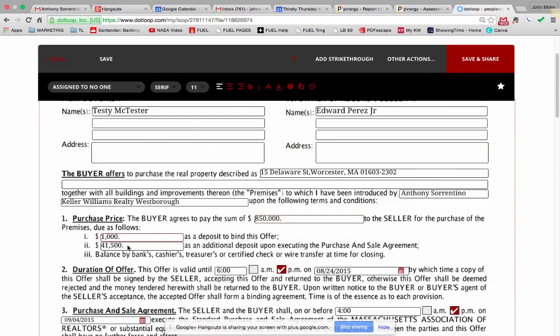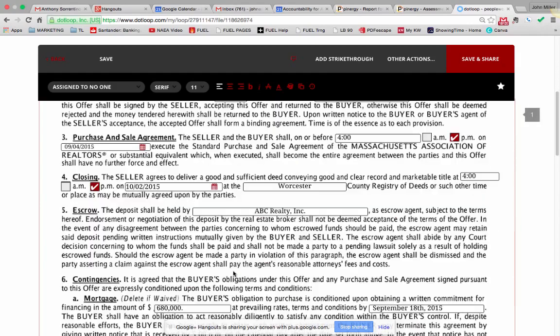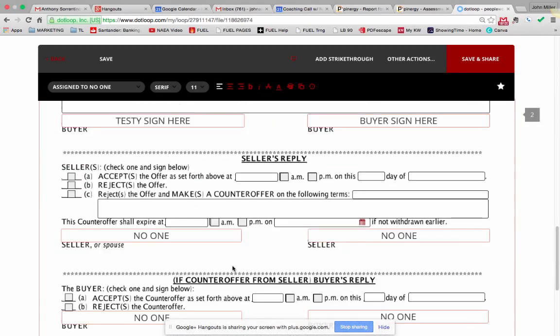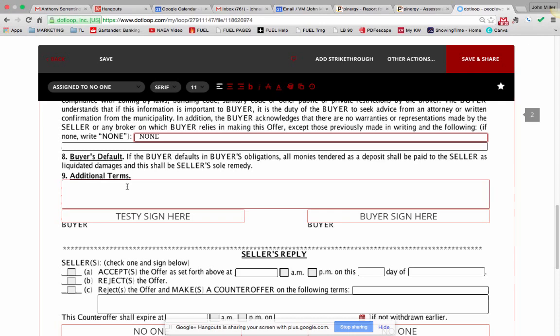$42,500. Okay, so in here there are additional terms. Here you can write things like, subject to any number of things, appraisal. I'm not going to type it all out, but you could say subject to property appraising for at or above the purchase price. If it doesn't appraise, then we can withdraw the offer.